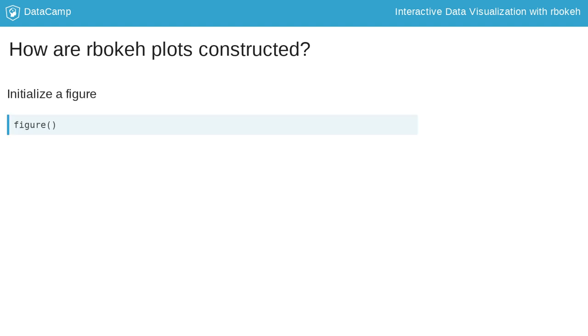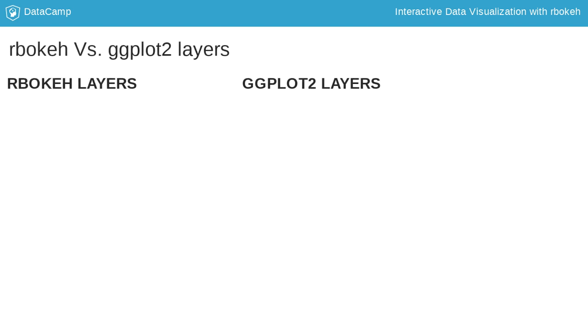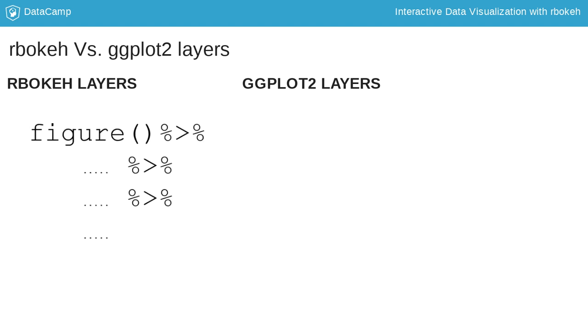This is like an empty canvas you can lay out and then add layers to. To add layers, you can use the pipe operator. If you previously used ggplot2, you will notice that while the pipe operator is used to add layers in rbokeh, the plus operator is used in ggplot2.